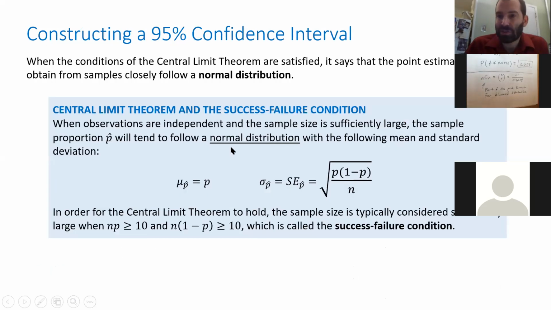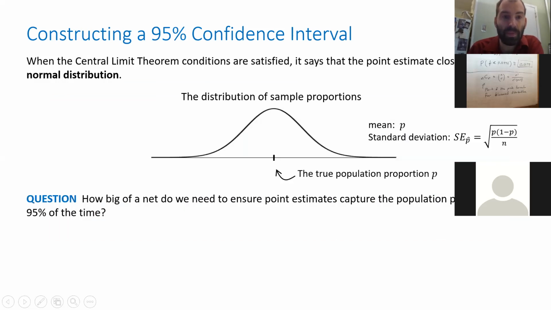So how do we construct these intervals? How do we come up with that plus or minus 4%? Well, that's the central limit theorem. That's what it's going to do for us. So it says that the point estimates we obtain from samples closely follow a normal distribution. When the central limit theorem conditions are satisfied, the point estimate closely follows a normal distribution. So it would look like this.